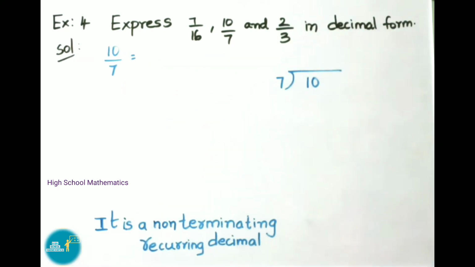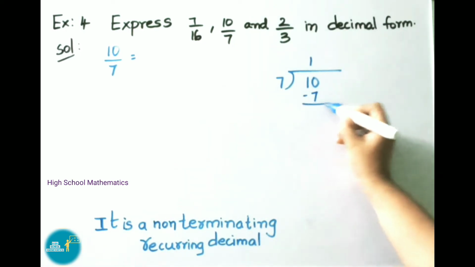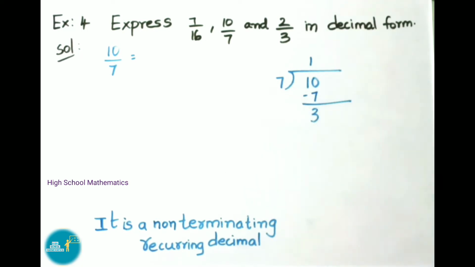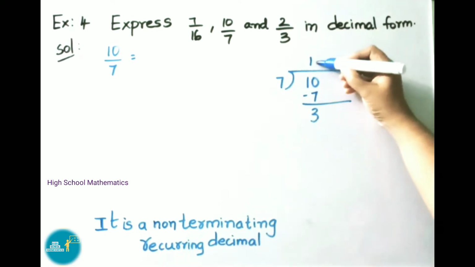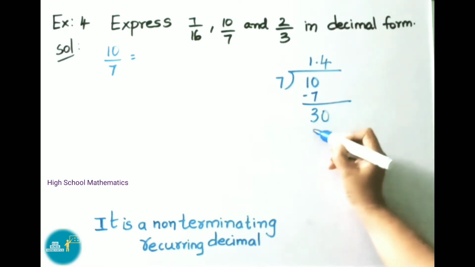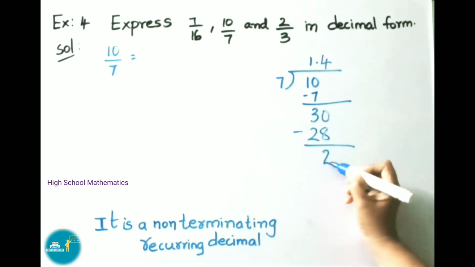See now the second sum, 10 by 7. That is, we are going to divide 10 by 7. 7 ones are 7. 10 minus 7, 3 remainder. 3 is less than 7, so we can place a decimal here and add a 0. 7 fours are 28. 30 minus 28, we get a remainder 2.